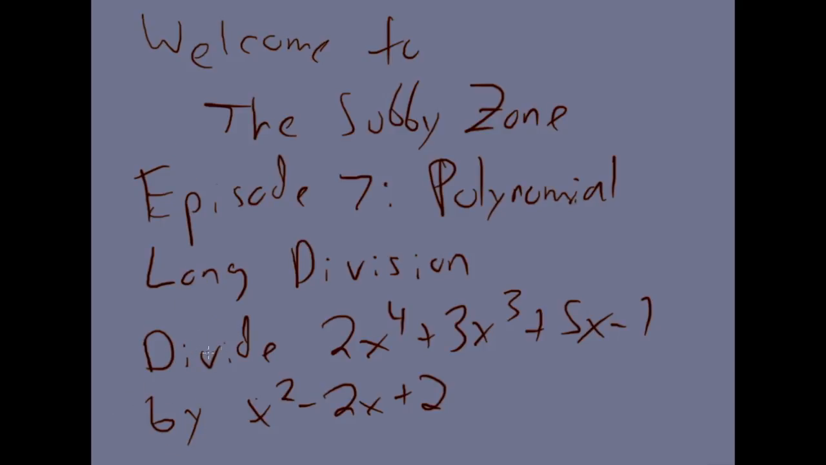In this episode, we'll be dividing 2x to the fourth power plus 3x cubed plus 5x minus 1 by x squared minus 2x plus 2.